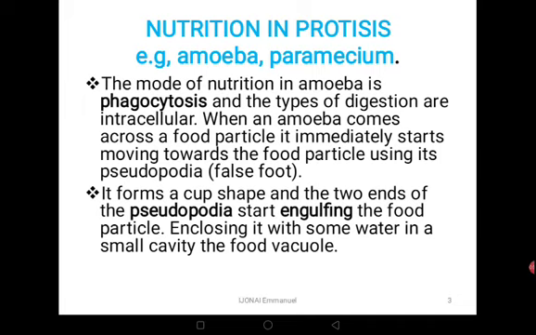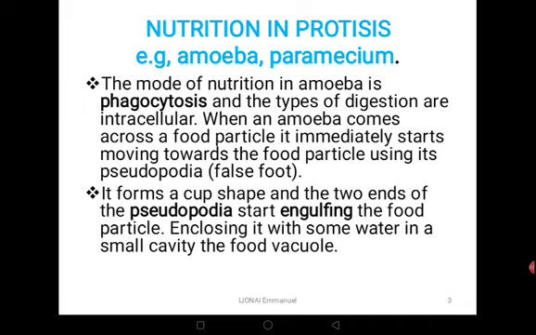Phagocytosis. And the type of digestion here is intracellular. Remember in fungi it was extracellular, where digestion takes place outside the cells that produce the enzymes. In this case, digestion takes place inside the cell of an amoeba. So it's called intracellular digestion.